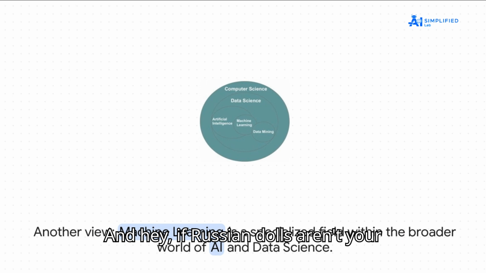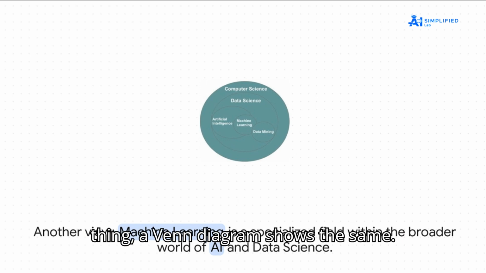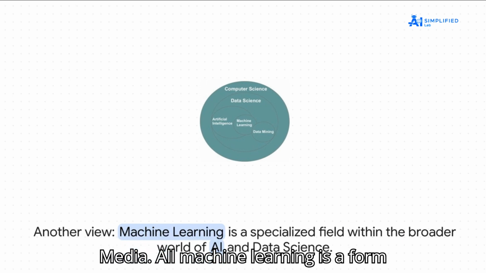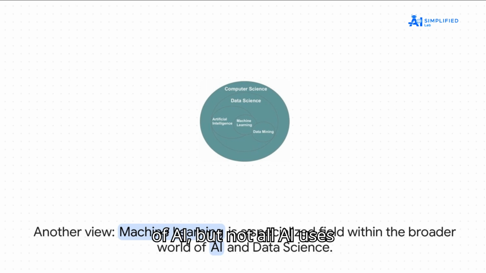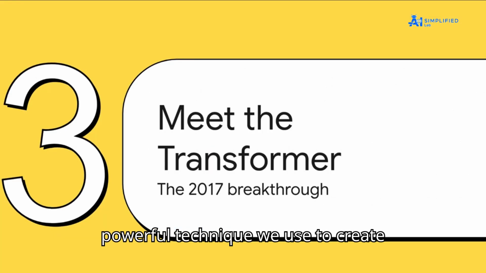And hey, if Russian dolls aren't your thing, a Venn diagram shows the same idea. All machine learning is a form of AI, but not all AI uses machine learning. It's a specific, powerful technique we use to create artificial intelligence.